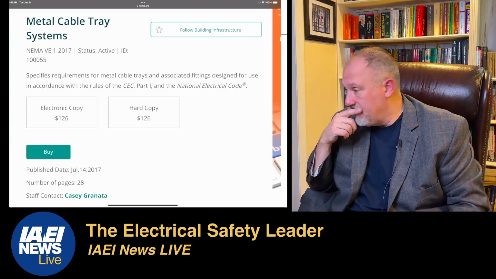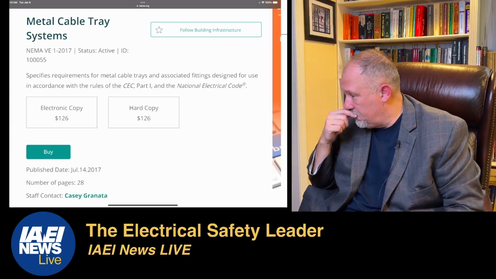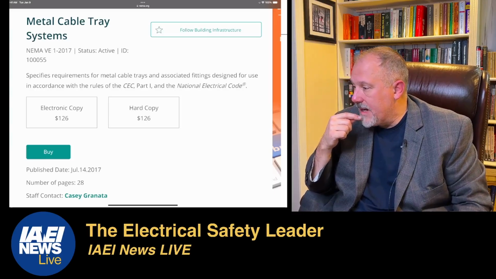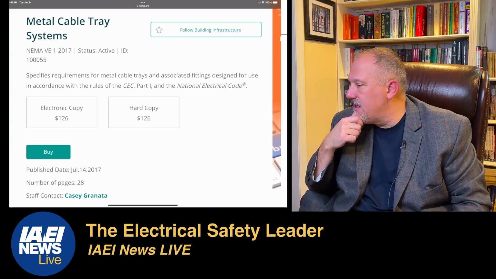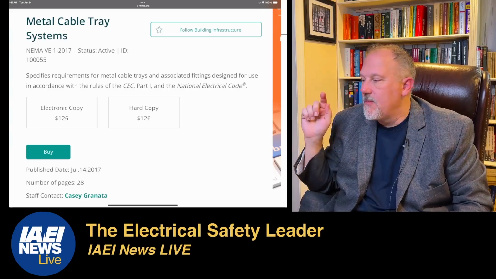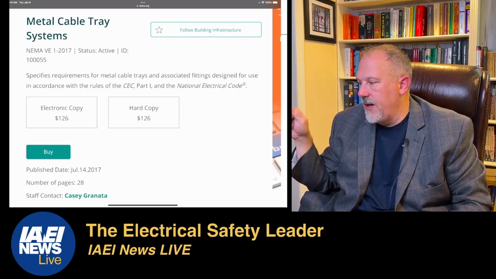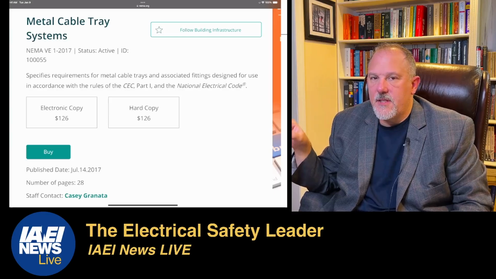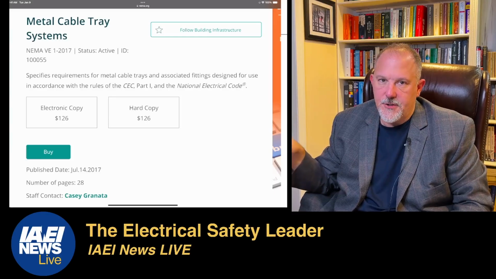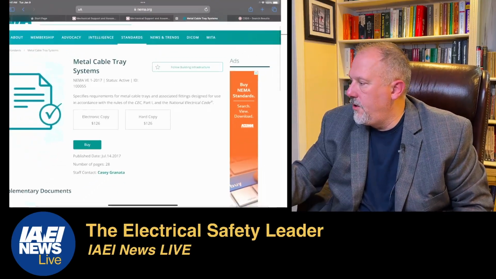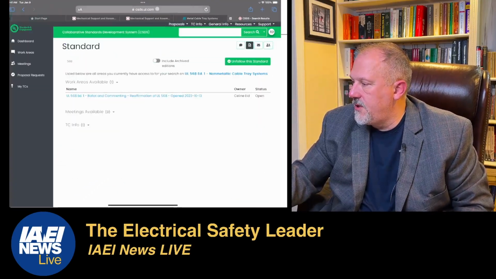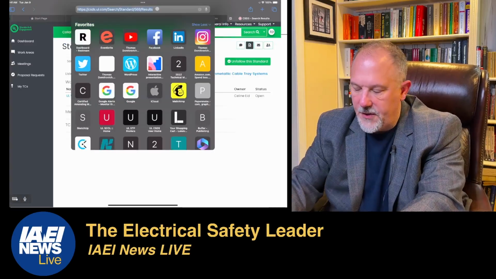So here's the thing. My gut tells me this. When I see something that says requirements for metal cable trays and fittings, I think this is probably meant for manufacturers, not for you all. Now let's go to NEMA VE2.